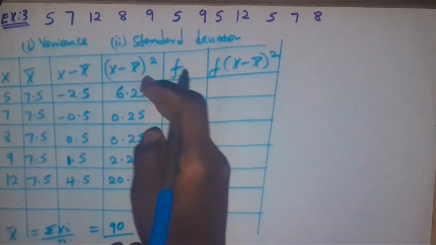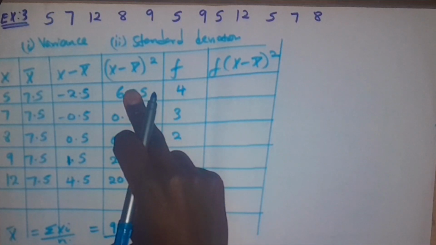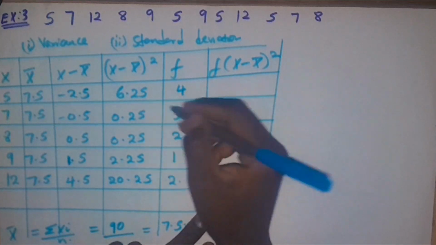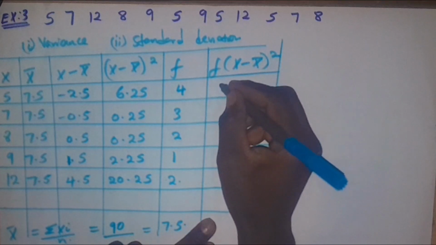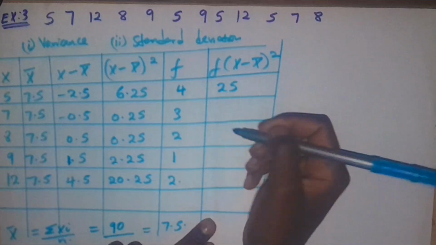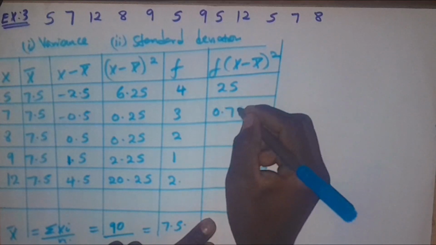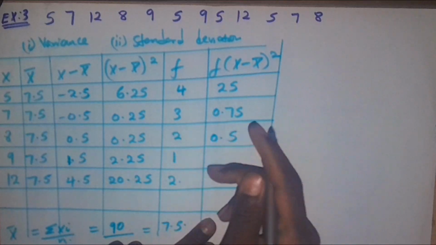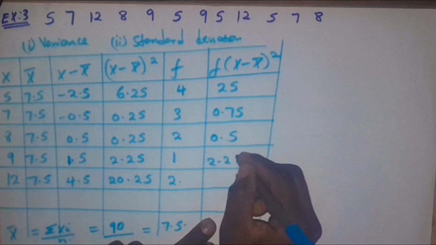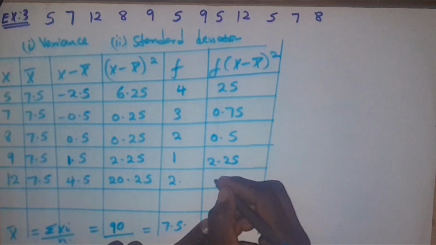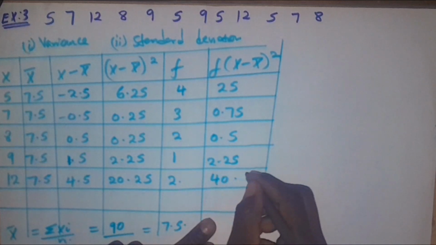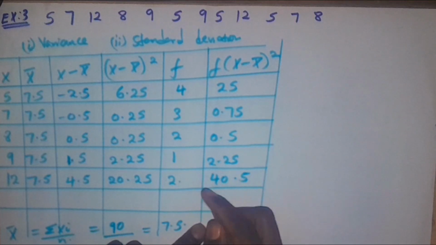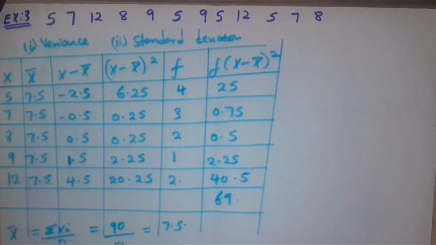And after that, we need the values here. It means we are going to just multiply the deviation squared by the frequency. So 6.25 times 4 is equal to 25. Then 0.25 times 3, that's 0.75. Then 0.25 times 2, that's 0.5. 2.25 times 1, we're going to get 2.25. 20.25 times 2, that's 40.5. And now we are going to add the frequency multiplied by the deviation squared, and the total which we are going to get is 69.